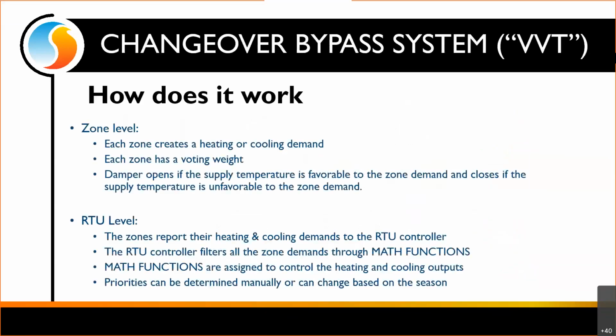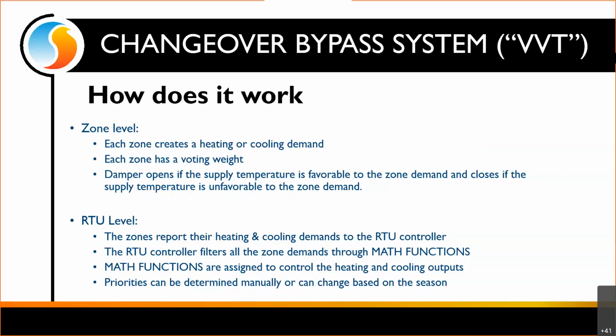Okay, so in terms of a VVT setting or the changeover bypass system, how does it work? So number 1, it starts at the zone level. So each zone, whether it's the VC2000 or the C1000 or the T1100, each zone creates a heating or a cooling demand based on the actual space temperature and the zone set points. So as the space temperature starts drifting above or below its heating or cooling set points, then it starts creating a demand, whether it's a heating demand or a cooling demand.